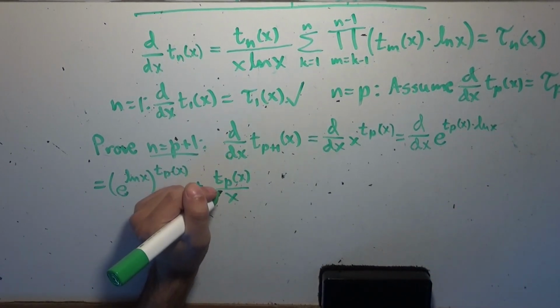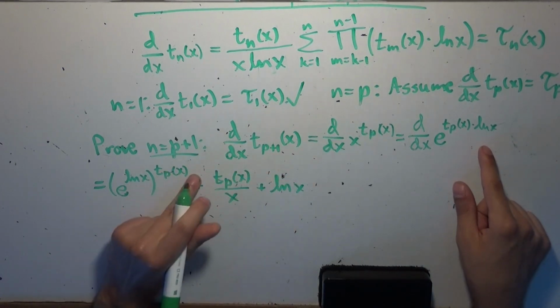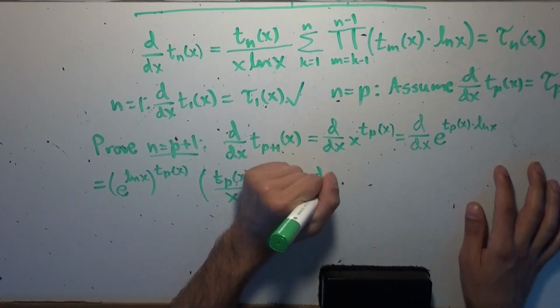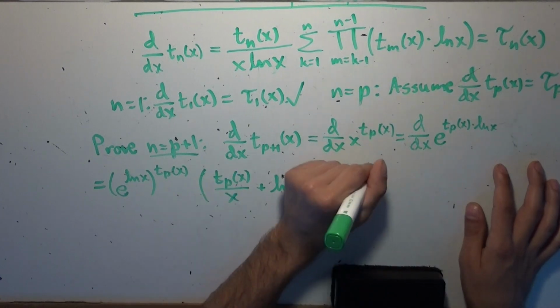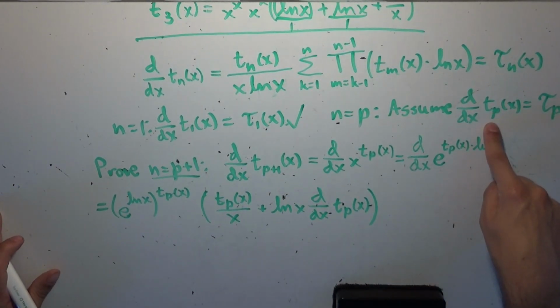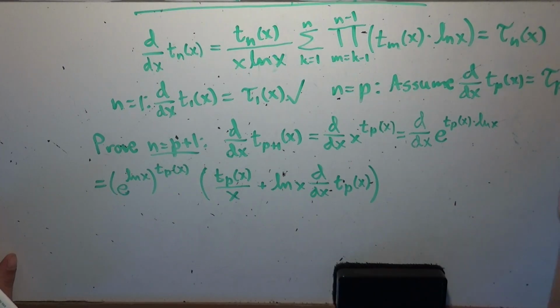That's that. And then we have to keep the log x, and this is all being multiplied, right? We have to keep the log x and then multiply by the derivative of the p tetration of x. Which is good, because that's what we know already. That's the assumption, right? We are assuming that the derivative of the pth tetration of x is just this function evaluated at n equals p. Let's simplify our expression here.